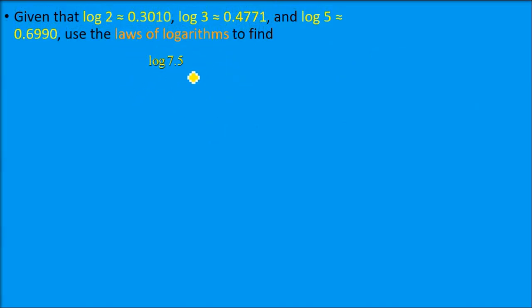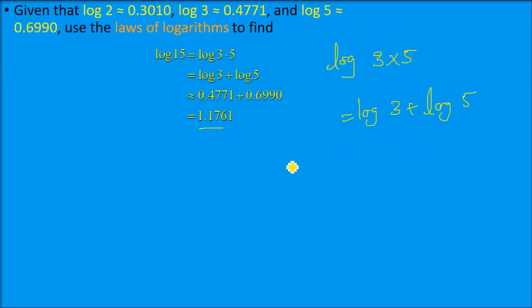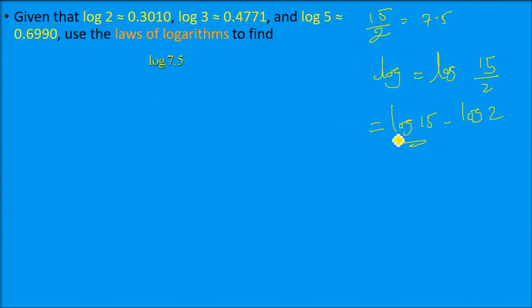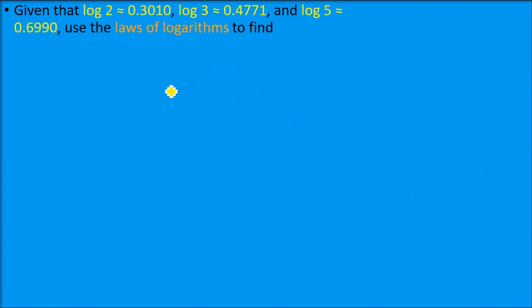One more example, log 7.5. Log 7.5 can be written as log 15 by 2, since 15 divided by 2 is 7.5. So log 15 by 2 can be written as log 15 minus log 2. So log 15 is what? 3 into 5, as we have already seen. So log 15 is log 3 plus log 5. So log 3 plus log 5, minus log 2. Now we have all these values. Assume it to be 0.8751.